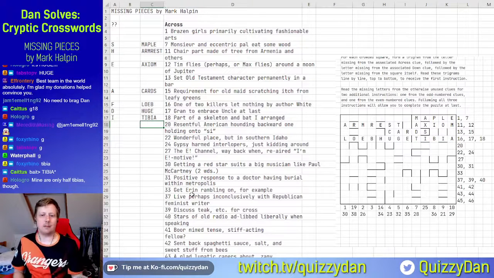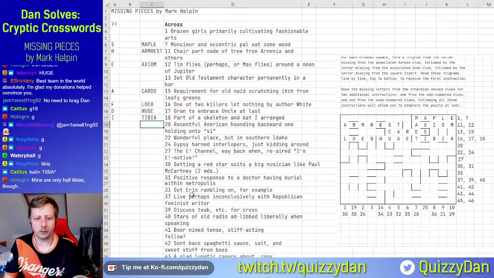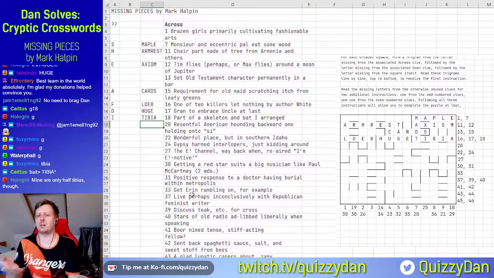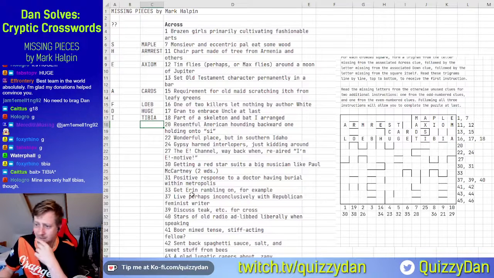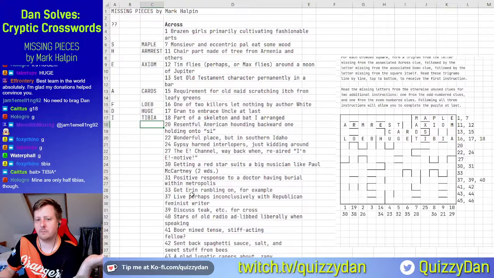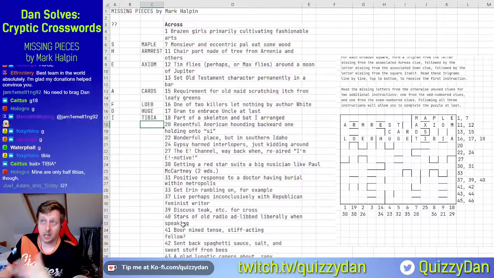Resentful American hounding backward, one holding on to C. I mean, this CI feels like it's going to be 6 or sit or something. 7 letters in this one. I think it's going to be resentful. American could be something like Hawaiian or Texan or Iowan or something like that. It could just be US, I think.